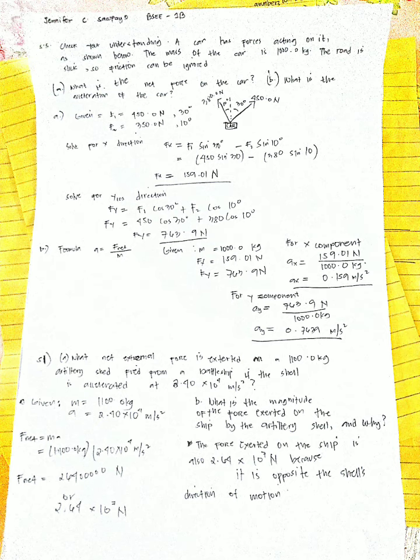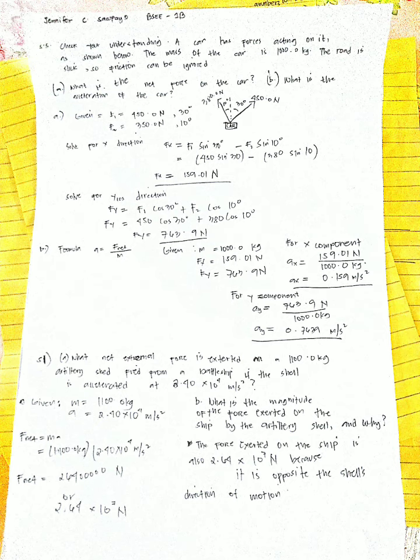Given F1 equals 450 Newton at 30 degrees and F2 is equal to 350 Newton at 10 degrees. Solve for the x direction. So we derive the formula Fx equals F1 sine 30 degrees minus F2 sine 10 degrees, which is 450 sine 30 minus 380 sine 10, equal to 159.01 Newton.